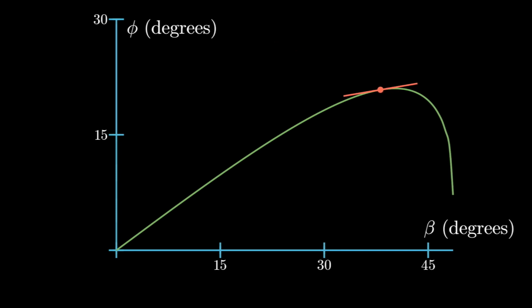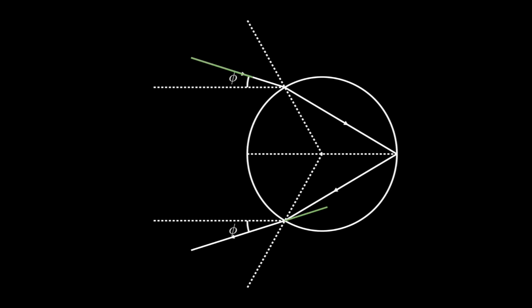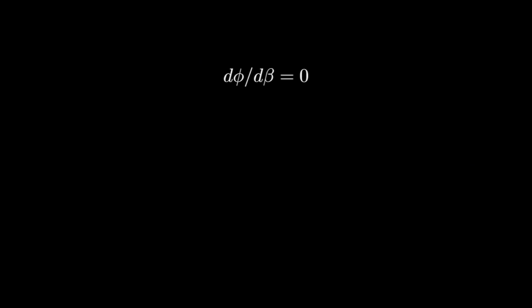flattest. That means that a relatively large change in beta around this point corresponds to a relatively small change in phi. That means that many different values of beta can all get focused into about 2 times that angle. And the reason that angle is doubled is because the light gets refracted twice, once going in and once going out. So let's find out what that angle is. We can find the flattest point on the curve by setting the derivative equal to 0.